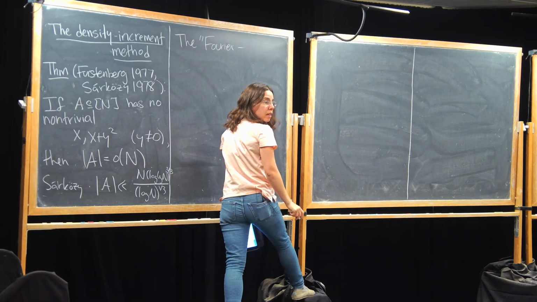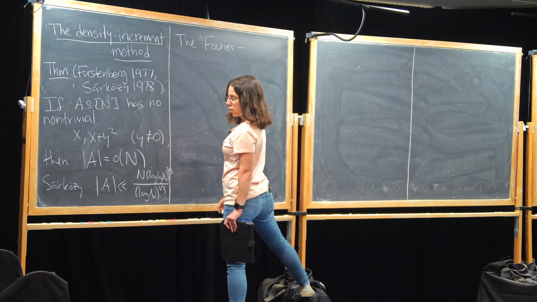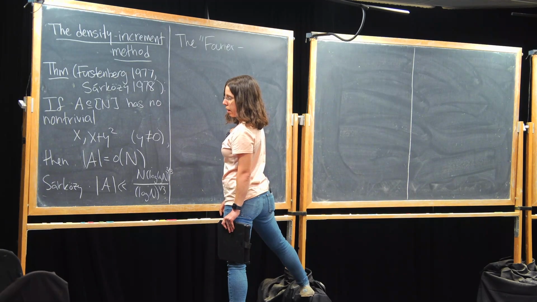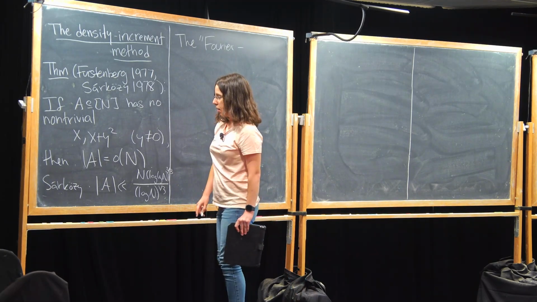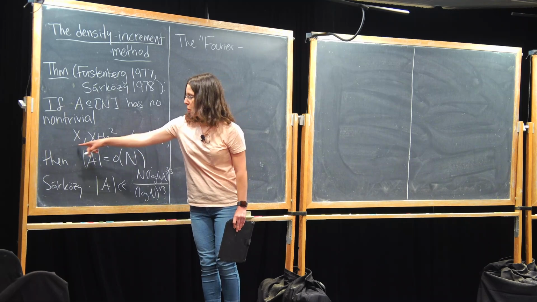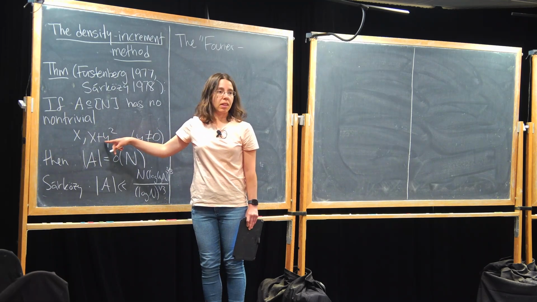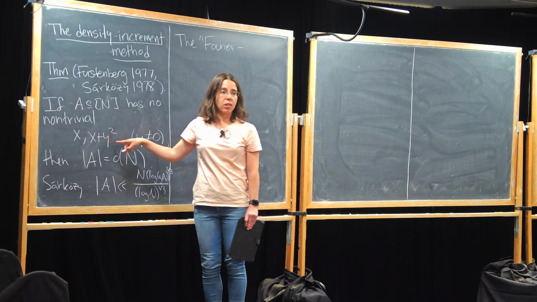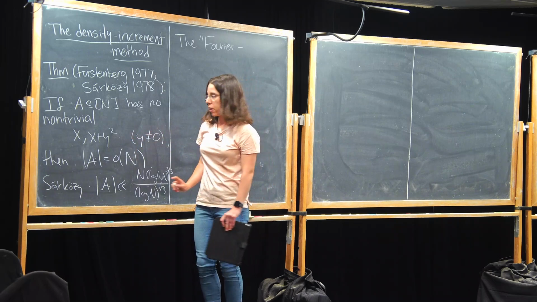Yeah. Where? So this is supposed to be like two-term progressions with... So this is like square differences. It's not the nonlinear Roth configuration.